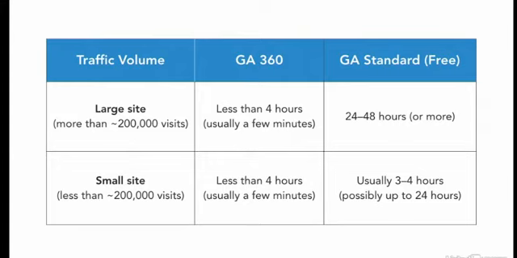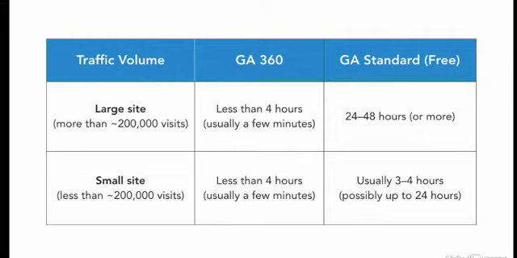If you have Google Analytics 360, which is the paid version of Analytics, you are guaranteed your site will be processed in less than 4 hours, although it's actually usually much, much faster. Most of you are going to have a standard free version of Google Analytics, and in that case, if you have less than 200,000 sessions per day, you'll likely see those sessions processed within about 3 or 4 hours.